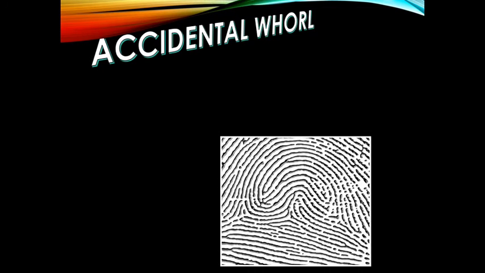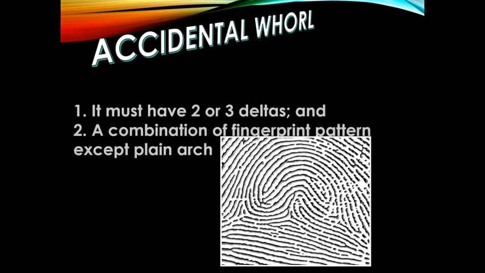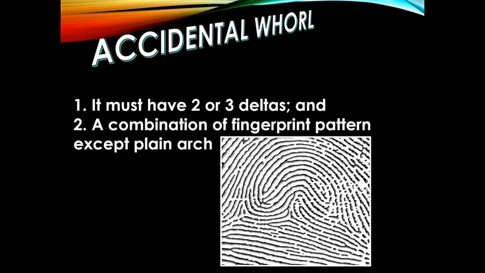Okay, so moving on, our last fingerprint pattern to discuss is the accidental whorl. This kind of fingerprint pattern actually includes any fingerprint pattern or combination of fingerprint patterns except for plain arch, wherein it must also have 2 or 3 deltas, and these are considered its elements.